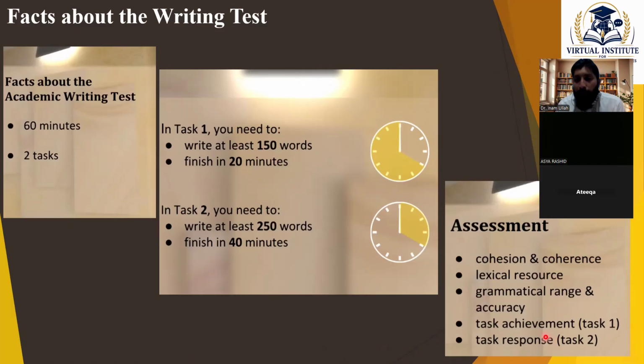Similarly, you will also be assessed on the basis of task achievement. As we have mentioned, you will have to write at least 150 words. So this is what you call task achievement. Similarly, whether you have written relevant information or not is also called task achievement. And the same is the case with task two, that you will also be assessed on task achievement, whether you have completed the task or not, whether you have answered all the questions given to you or not, right? So I hope it's clear. If there is any question until this point, you can ask. If not, we will proceed further.